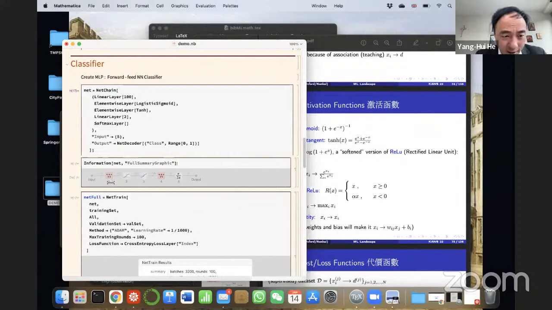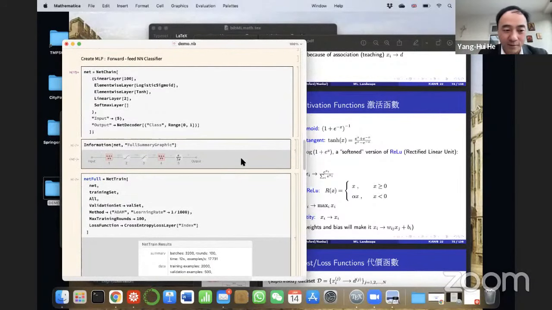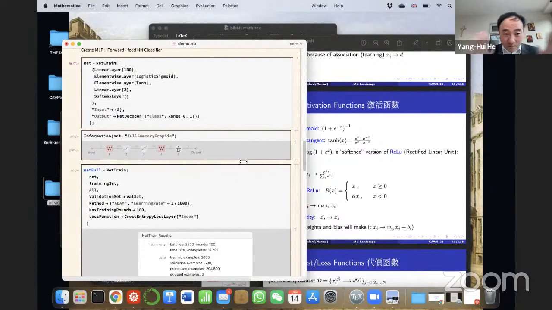So this is the linear layer of 100, the input 5 vector to 100, followed by element-wise logistic sigmoid of the 100, followed by hyperbolic tangent. You can remove it if you want, and then the 100 will be moved by an affine transformation to 2, and then a softmax into a 2 vector here, and now it splits out the vector. So this is a 5-layer feed-forward neural network of such a type. It's very nice. It's got a summary graphic. So that's it. My network is done.